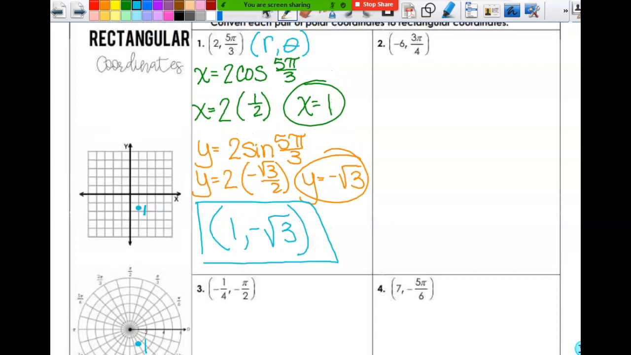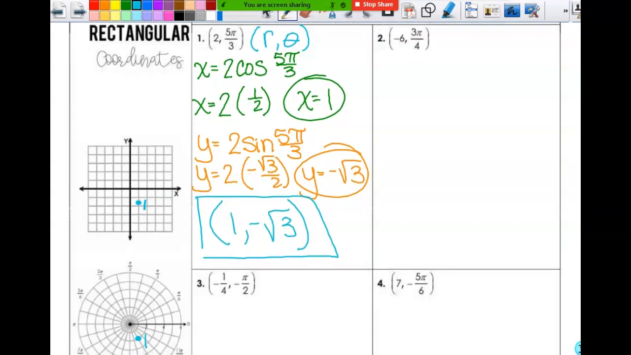I think that this ordered pair is easier to plot and prettier to plot on the polar coordinate system than it is on the rectangular system, because you have the yucky decimal, right? So that's one reason why, depending on what types of numbers you're dealing with, you might choose one over the other. Okay, any questions at all?